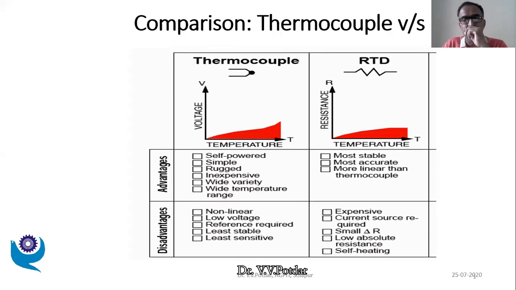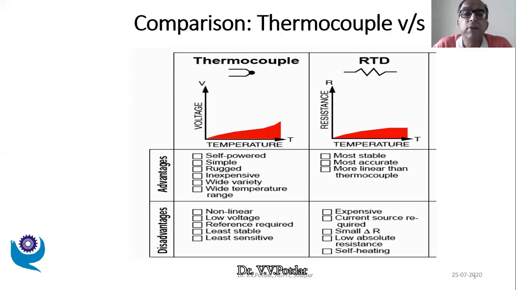As you can see on the slide, on the left hand side we have the thermocouple, and on the right hand side we have the resistance temperature detector. The general advantages and disadvantages of both can be seen.